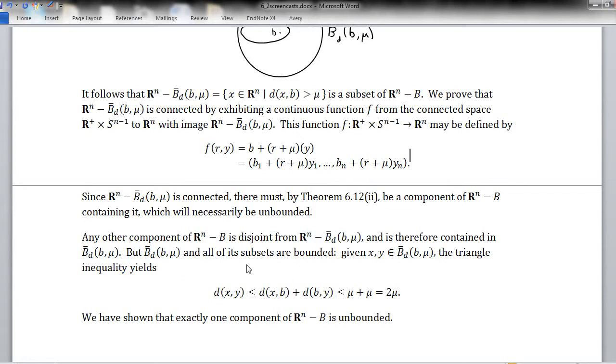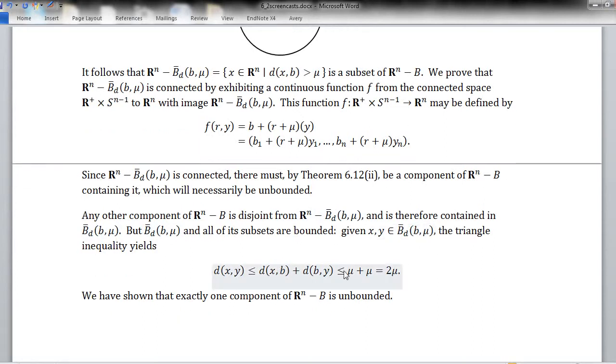So let's just double check that this closed ball is bounded. If you take any two points x and y in it, then the distance from x to y, by the triangle inequality, is less than or equal to the distance from x to b plus the distance from b to y. And since x and y are in this closed ball around b of radius mu, each of those distances is less than or equal to mu. So the overall distance is less than or equal to 2 mu. So this ball is certainly bounded.